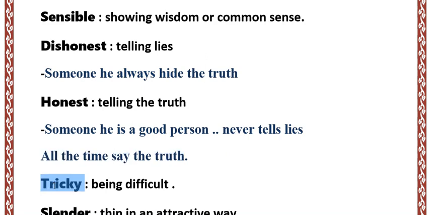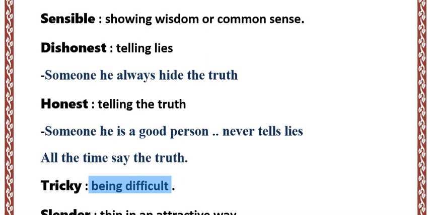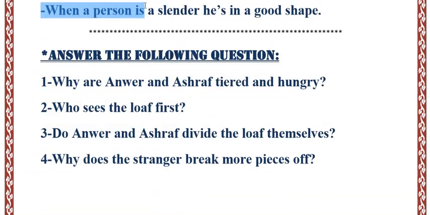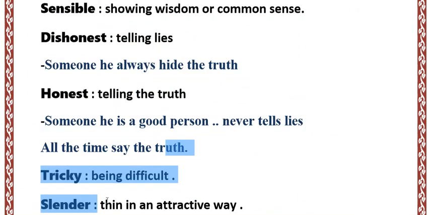Tricky means being difficult. And slender means thin in an attractive way. When a person is slender, he is in good shape.